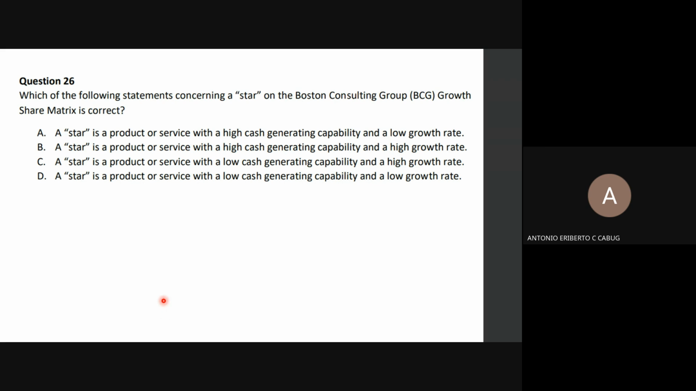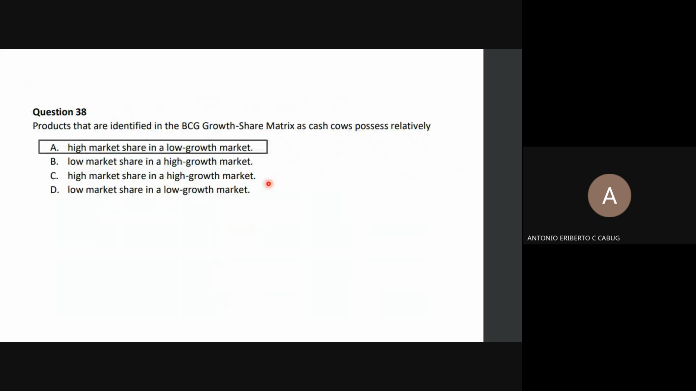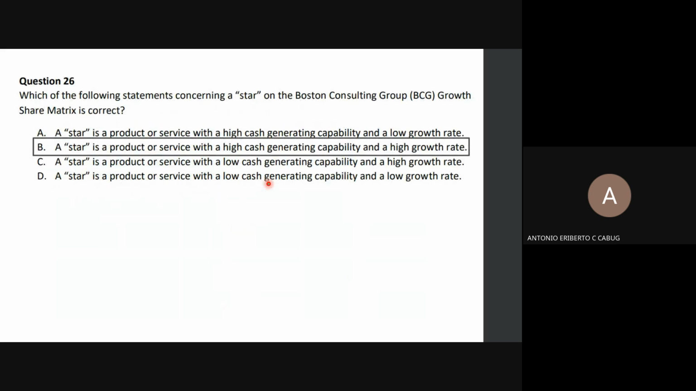Everyone, please enter your answers. Okay, madali na lang to, no? So what is a star? Pag sinabi nating star, kailangan mo pang lumaban. You still need to invest in it, because the market is still growing, your competitors can overtake you anytime. So a star is in a high market growth position, high market share position. The correct answer is B as in boy. That is a star. What about this one?